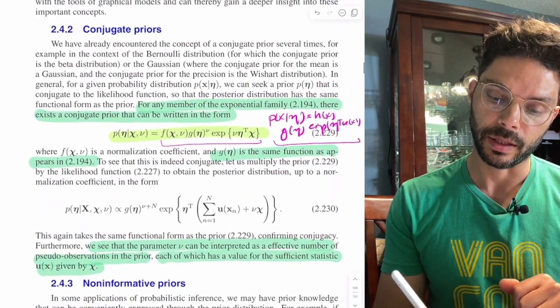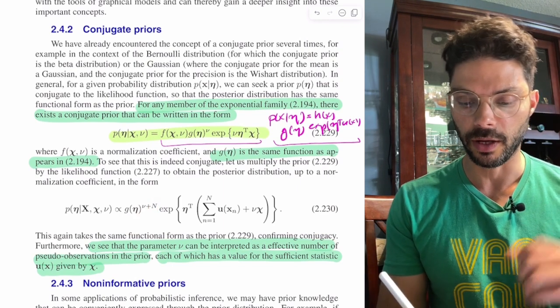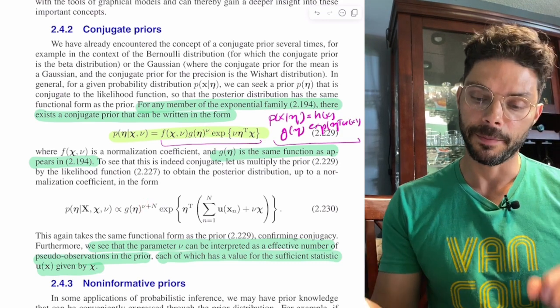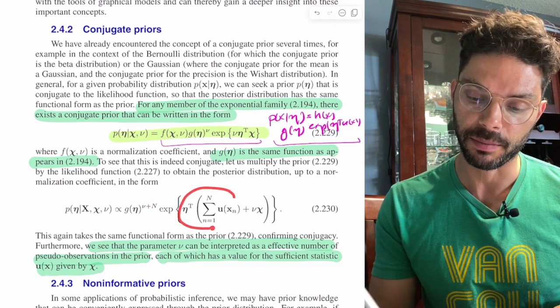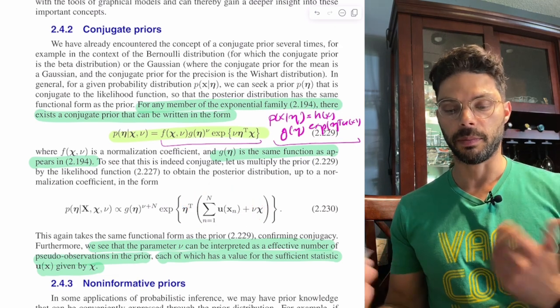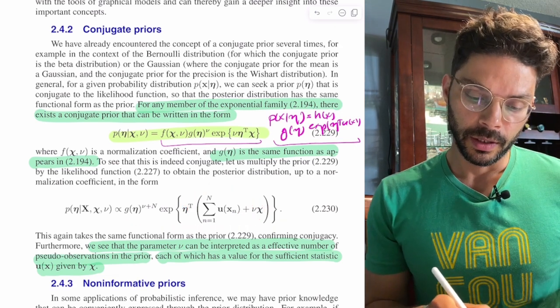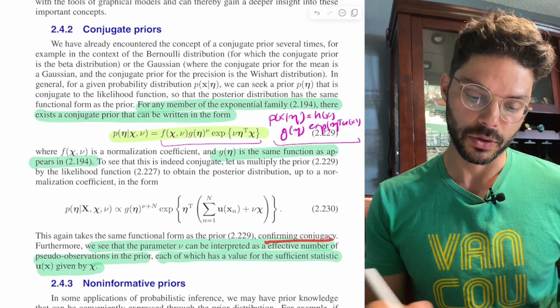Well, you get the g of eta. There are the n points coming from your observations, and then you've got the nu coming from your prior. Then you've got the term showing up in the exponential, which is again contributed by your observations, and you've got something else contributed from the prior. So it looks like, again, it's in the same family. That's pretty straightforward. This again takes the same functional form as the prior 2.229, confirming conjugacy.